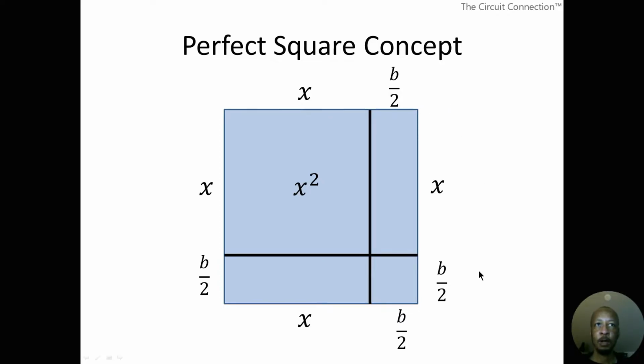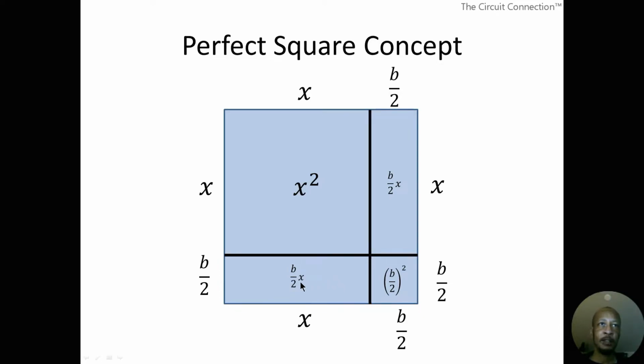So I'm going to want to compute some areas here again. The square down here at the bottom is going to be b over 2 times b over 2, which gives you b over 2 squared. This area here is going to be b over 2 times x. That gives you this area. And to get this area, it's going to be the same: b over 2 times x.